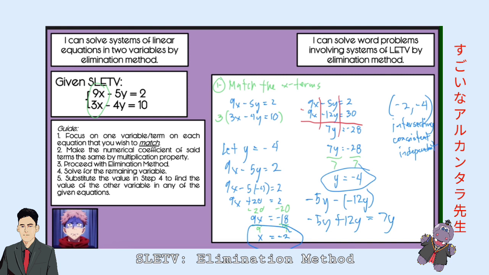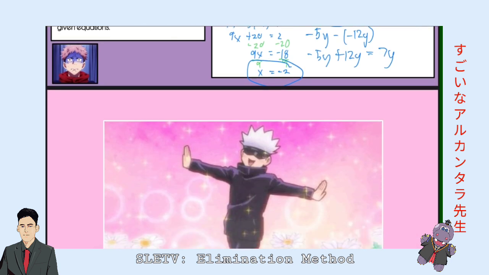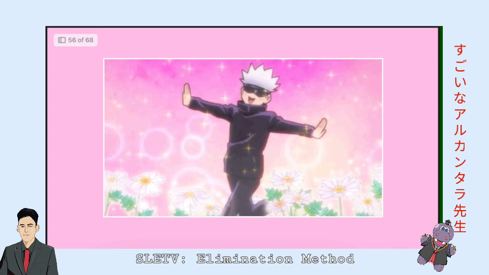So that's it, basically. You have the ordered pair at negative 2, negative 4. It's intersecting, consistent, and independent.